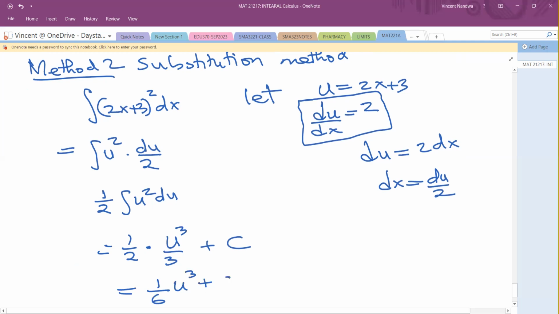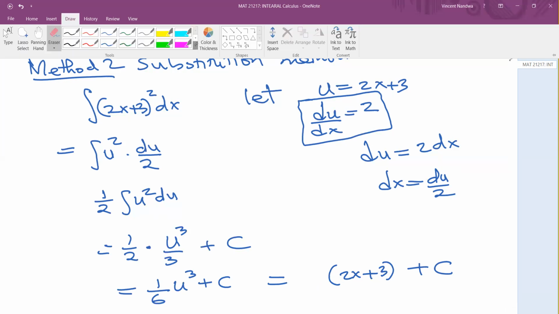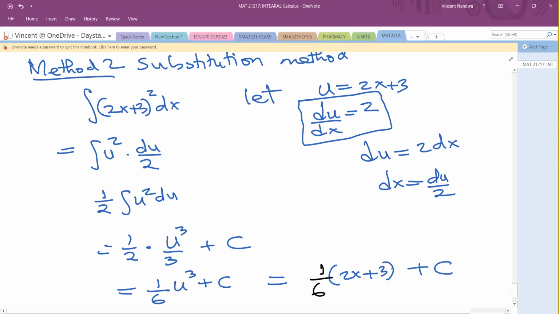Yeah. Okay. But you don't leave your answer in terms of u. You remember that u was 2x + 3, so the answer is 1 over 6 times (2x + 3)^3. Confirm that this is 1 over 6, not 1 over 2. If you expand that bracket, you should find that the answer is exactly the same as what we got in the other method. I don't have time to do that, so just check in your own free time. If you expand 2x + 3 multiplied by itself 3 times, then multiply each term by 1/6, it will simplify to what you obtained in the first method.